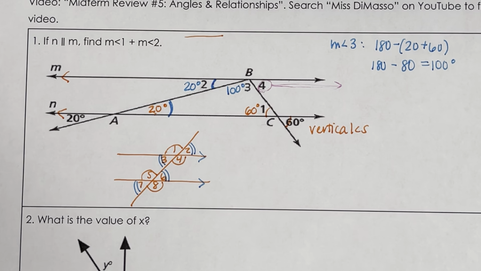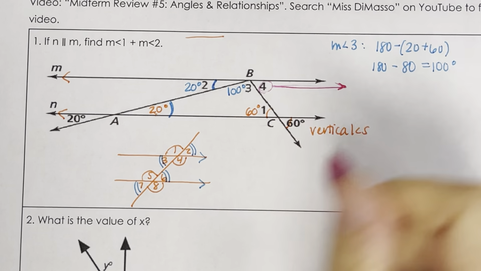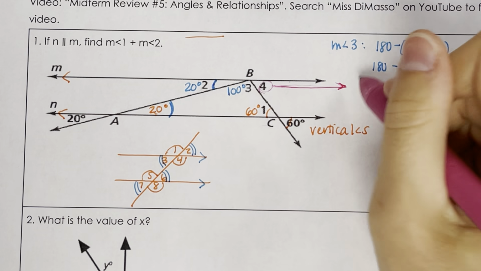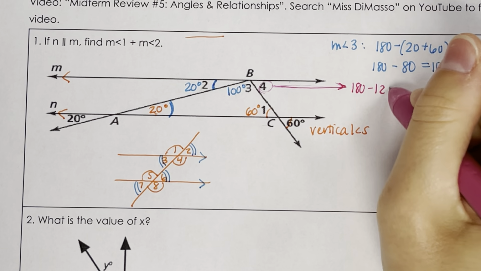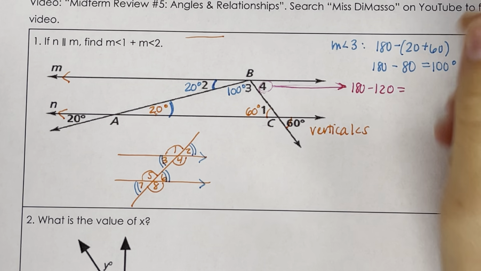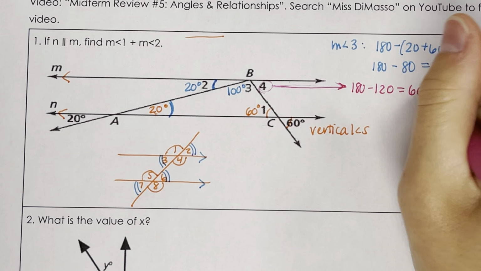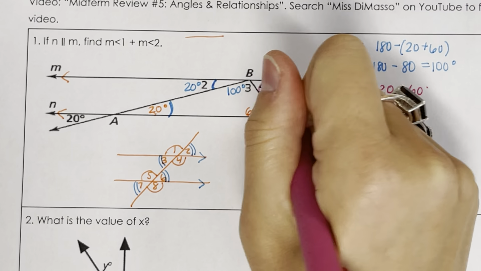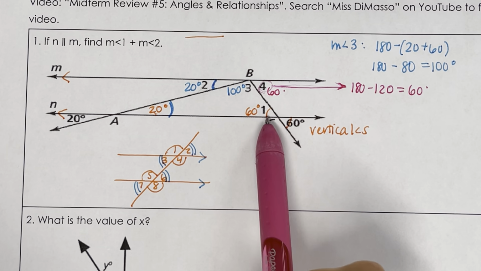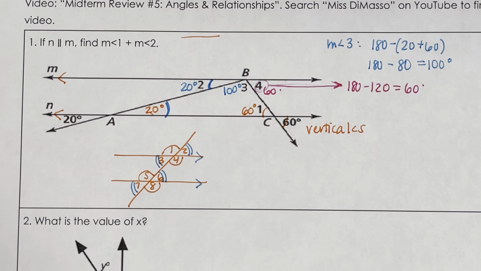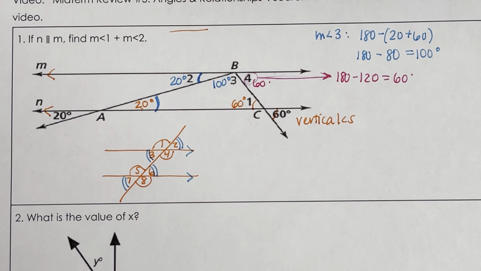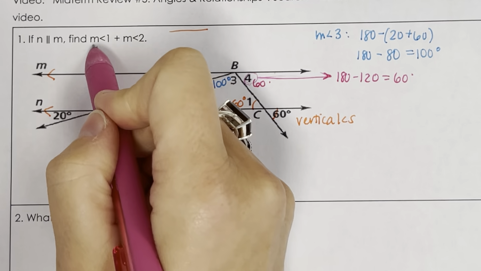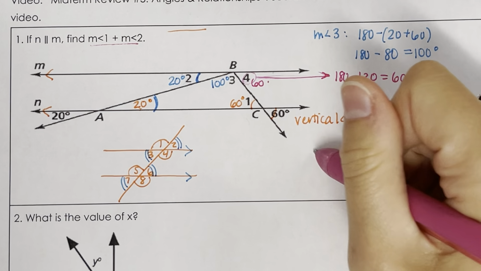Oh my goodness. I could figure this out because all I would have to do is add 20 and 100, that gives me 120, and subtract it from 180. So I get 60 degrees. So this angle here is 60. I could figure it that way. I also noticed angle 4 and angle 1 are alternate interiors, so they're also congruent. A lot of different ways to figure out the same problem. Now the question asks me to find the measure of angle 1 plus the measure of angle 2.